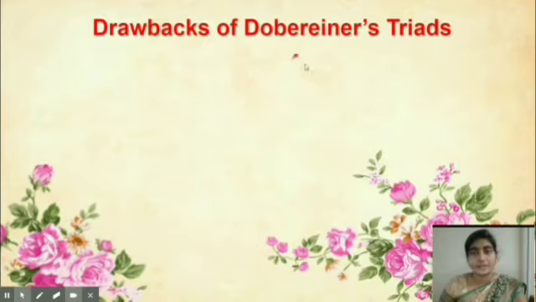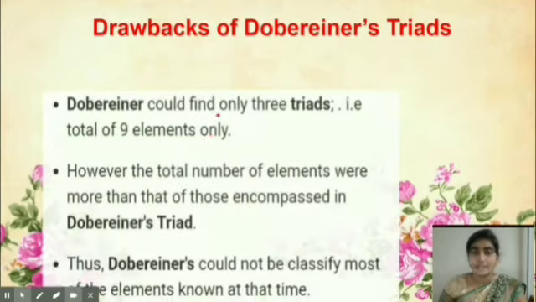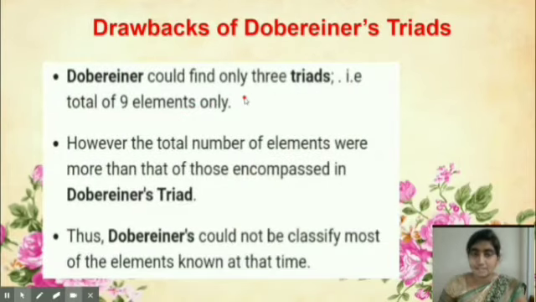Drawbacks of Dobereiner's triads. The first one is he could only identify three triads out of all the elements known at that time. That is nine elements. A total of nine elements only.